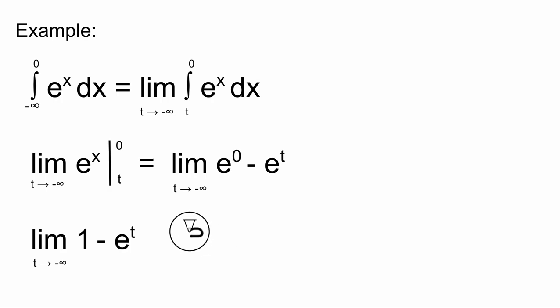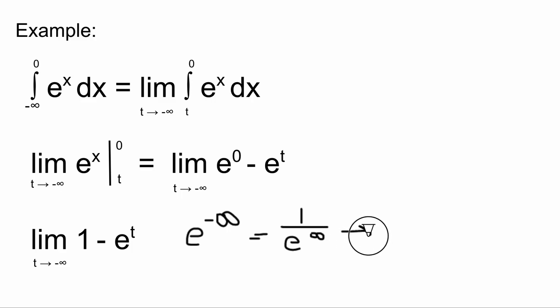So e to the t, if we were to direct substitute e to the negative infinity, this is really equivalent to 1 over e to the infinite power. And if you have a constant over something that is infinitely large, that goes to 0. So what this is really saying is it's 1 minus 0. So this whole thing is just 1. This integral is said to converge to the finite number of 1, and we can box that out.